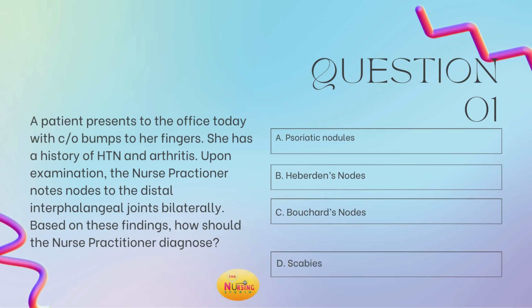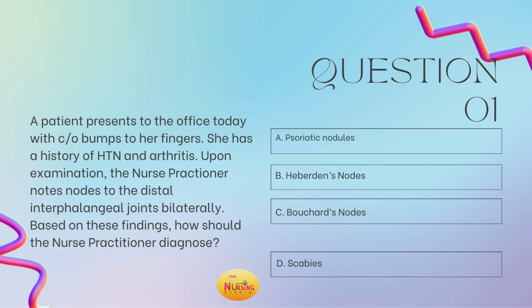Question number one states a patient presents to the office today with complaints of bumps to her fingers. She has a history of hypertension and arthritis. Upon examination, the nurse practitioner notes nodes to the distal interphalangeal joints bilaterally. Based on these findings, how should the nurse practitioner diagnose? Is it A, psoriatic nodules, B, Heberden's nodes, C, Bouchard's nodes, or D, scabies? Take a moment and tell me what you got in the comments, you guys.